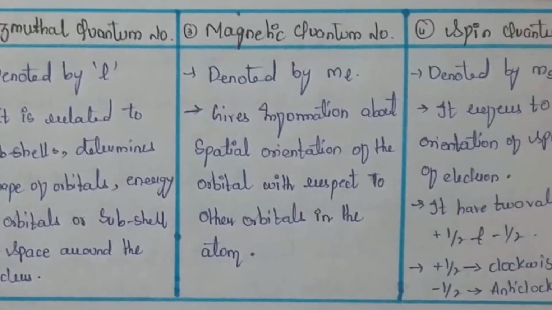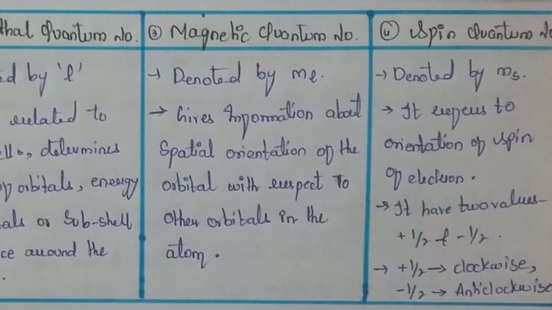Now, third quantum number, that is magnetic quantum number. It is denoted by ml. It gives information about spatial orientation of orbital with respect to other orbitals. Magnetic quantum number is ml and gives information about orientation of orbital.